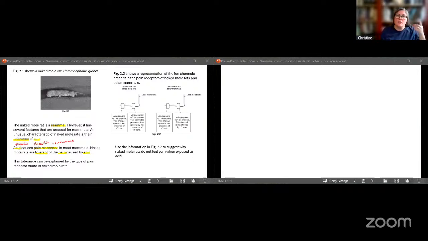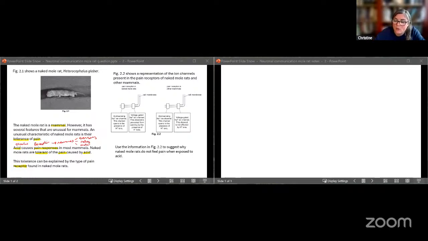So it's important that we're thinking about this. We've got a stimulus, which is acid. We've got a receptor that's going to detect the presence of the acid. Neurons are going to be passing the information on, and there are three you need to know about: sensory, relay, and motor. This tolerance can be explained by the type of pain receptor found in the naked mole rat. They've already told us we're looking at a receptor, so all I'm doing is activating the information from my brain, pulling it forward to help me.